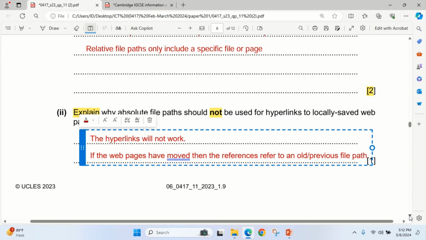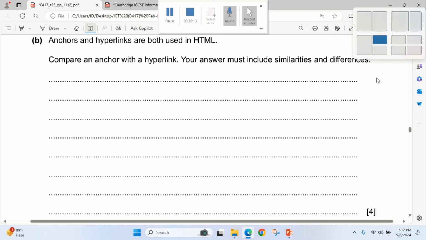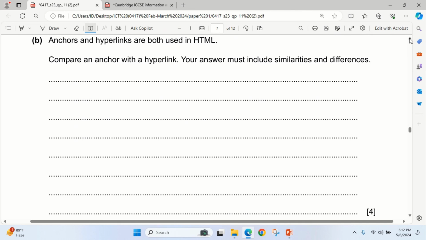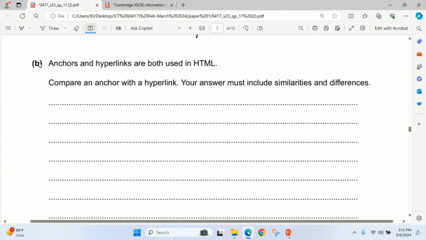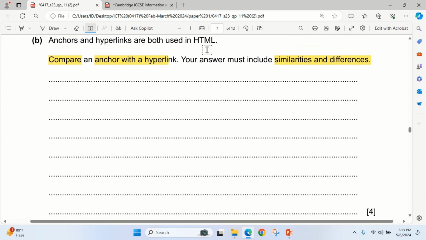Then the next question is question 9b, and it says that anchors and hyperlinks are both used in HTML. Compare, that's the command word, compare an anchor with a hyperlink. Your answer must include similarities and differences. So now you can start with the similarities. How many marks is the question? I think this is a 4-mark question. So this will help you to organize your points.